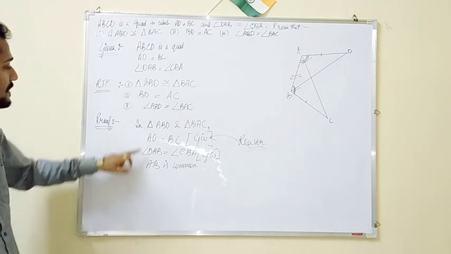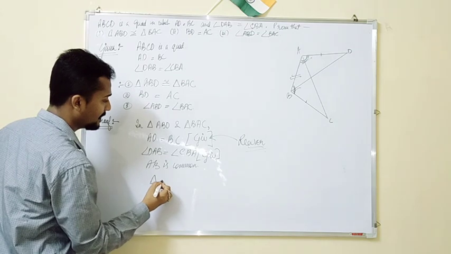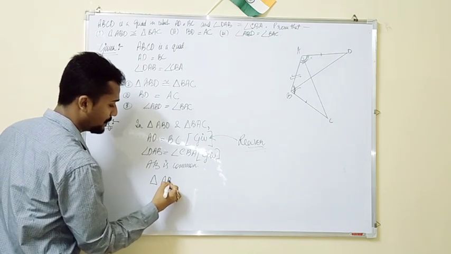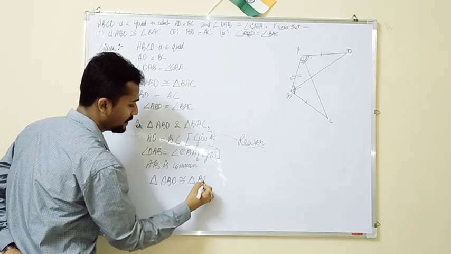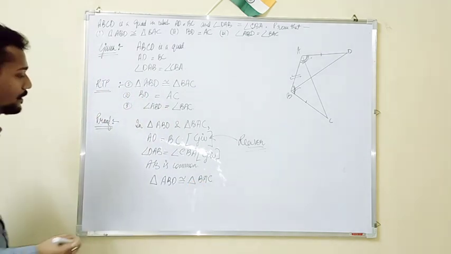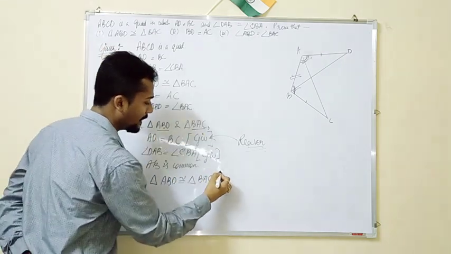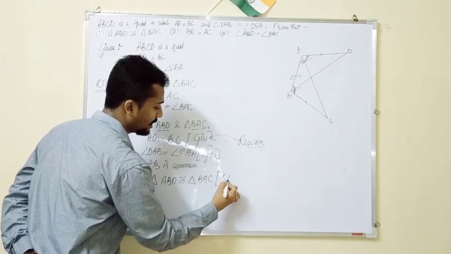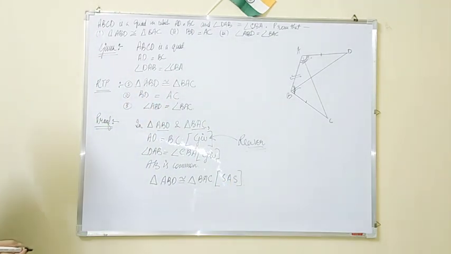Now what can we see? Side angle side. By side angle side, triangle ABD is congruent to triangle BAC. Triangle ABD and BAC both are congruent by side angle side. Isn't it?